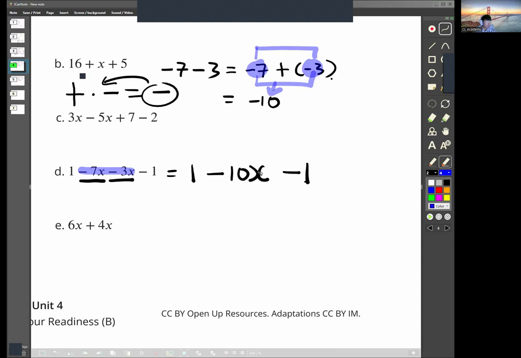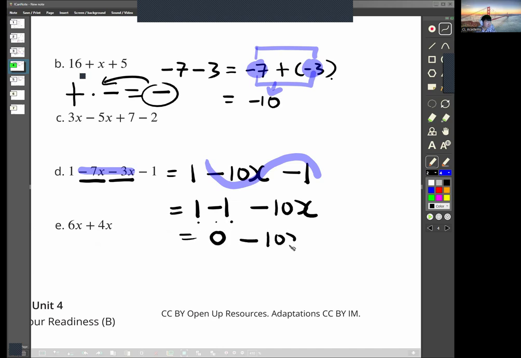And what did I say? You can swap it by commutative property. So you will get 1 minus 1 minus 10x. 1 minus 1, that's 0, minus 10x. 0 minus a number is the number itself, so we will get negative 10x.